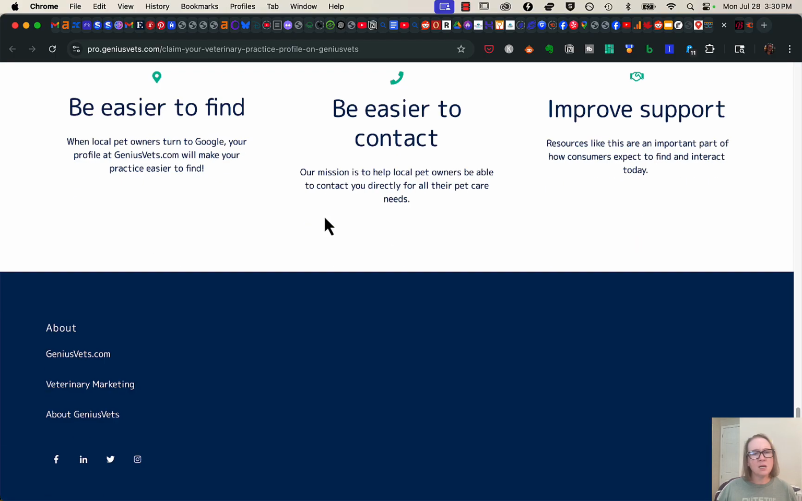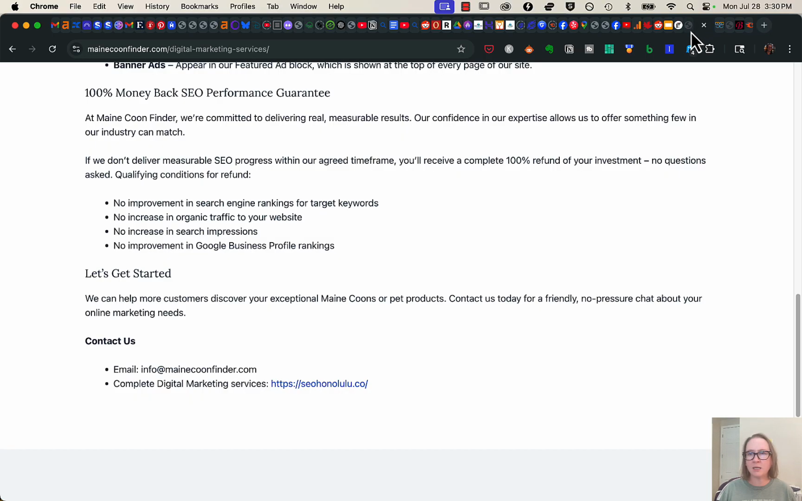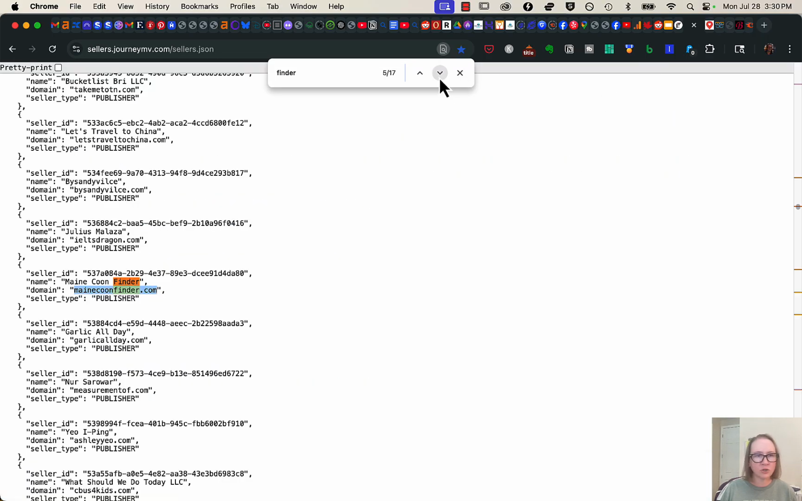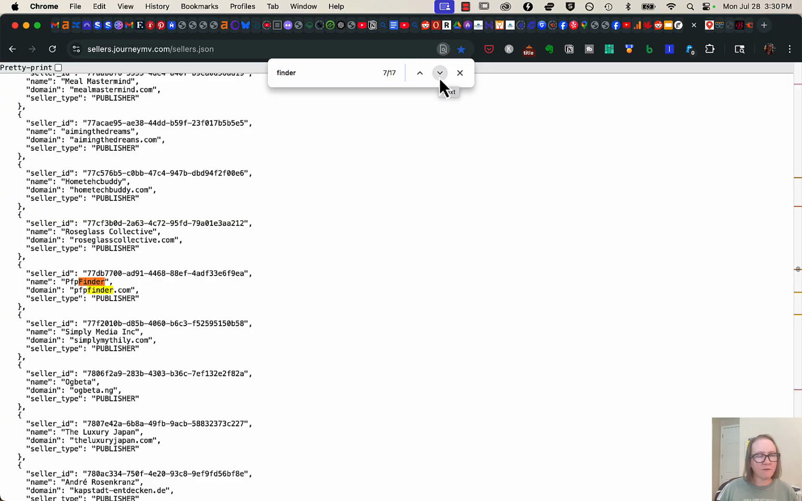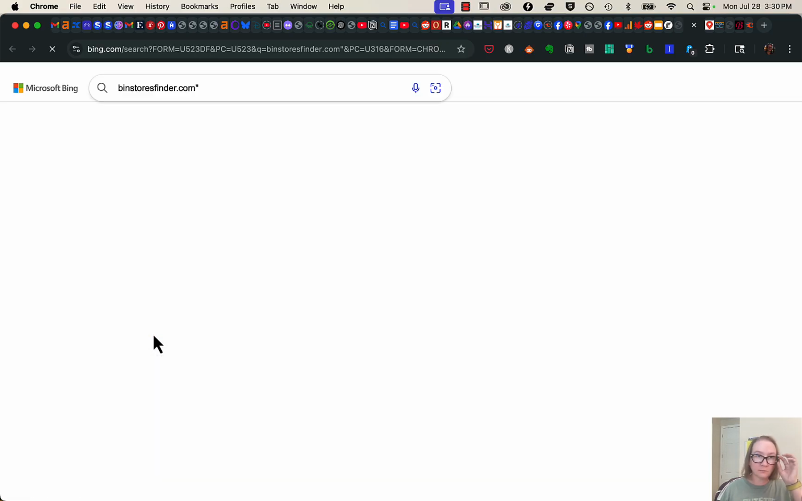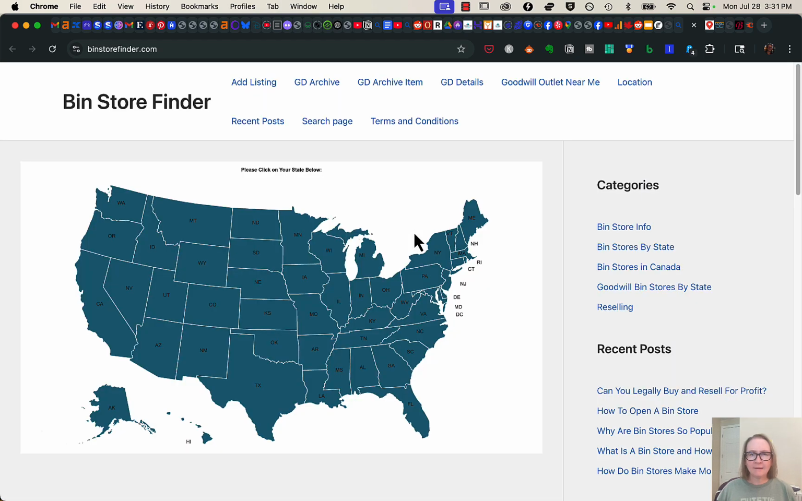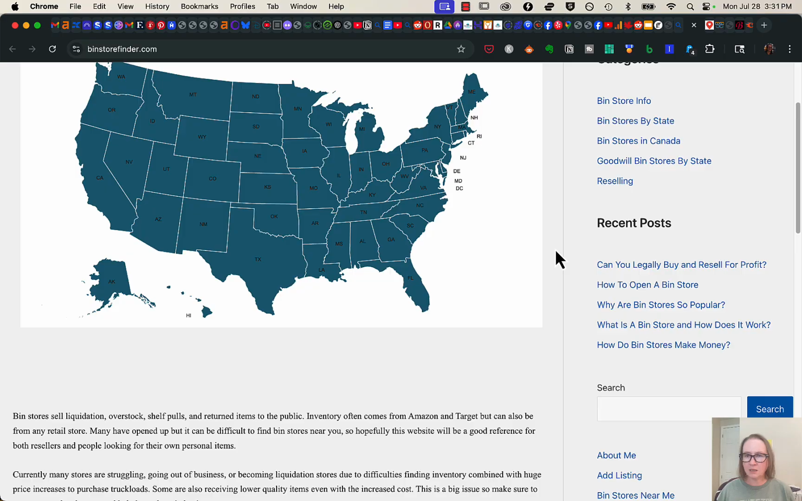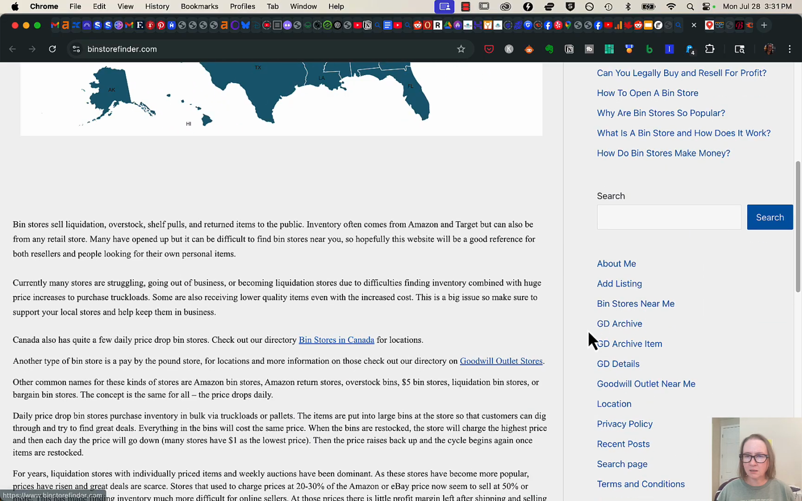So yeah, I hope this is basically helping you see different ways that you can make money from your directory sites. Let's see what else we have in the Mediavine JSON file here for Journey. I've already looked at this one. It was not what I needed to show you guys. I do not think I looked at this site. Bin Stores Finder. Oops, did not mean to do that. Okay, so I'm not seeing anything yet. Add a listing.